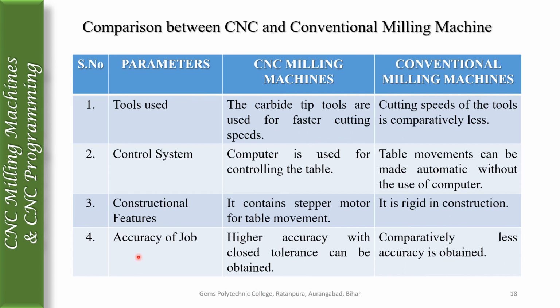Coming to the accuracy of the job. In a CNC milling machine, high accuracy with close tolerance can be obtained, but comparatively less accuracy is obtained in the conventional milling machine, since the majority of the work is manual. In manual work we get less accuracy, but high accuracy with close tolerance is obtained in the CNC milling machine.